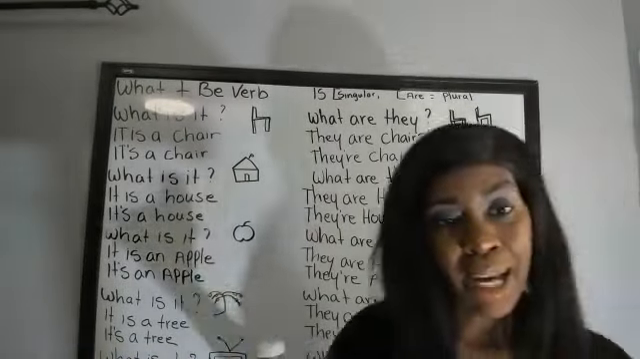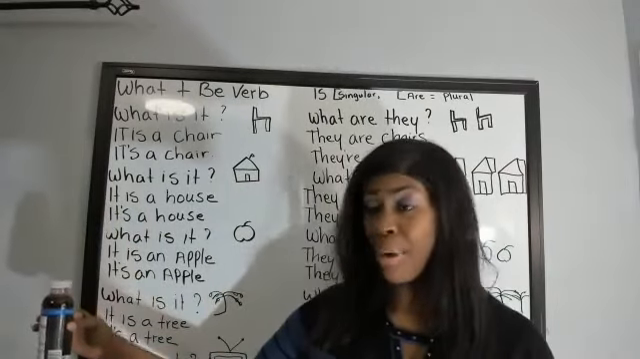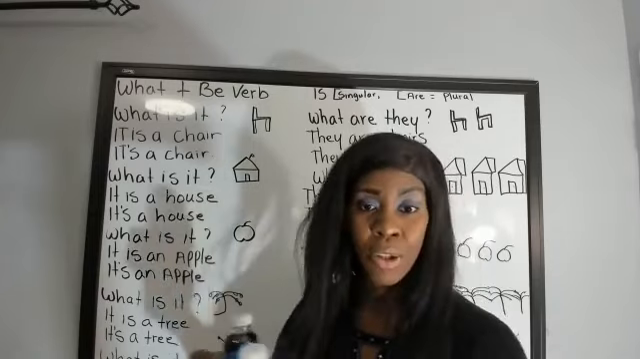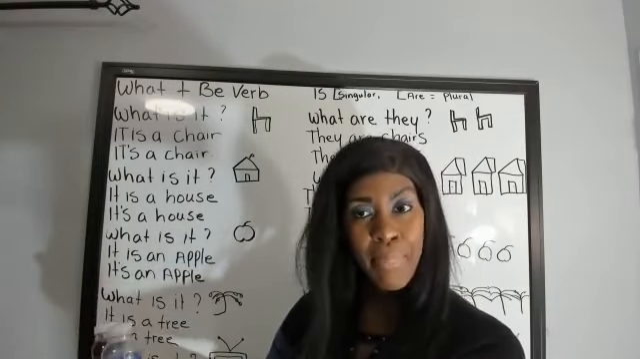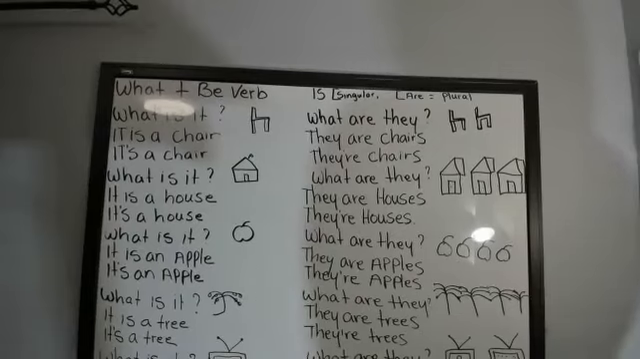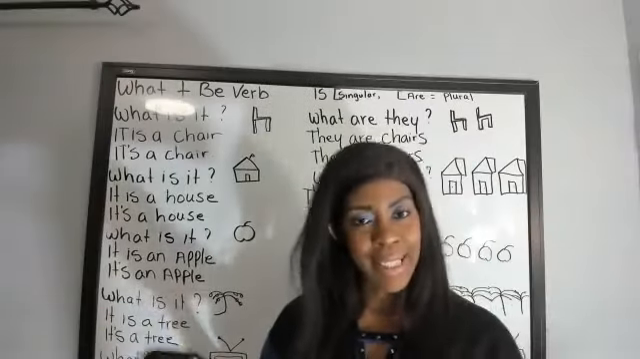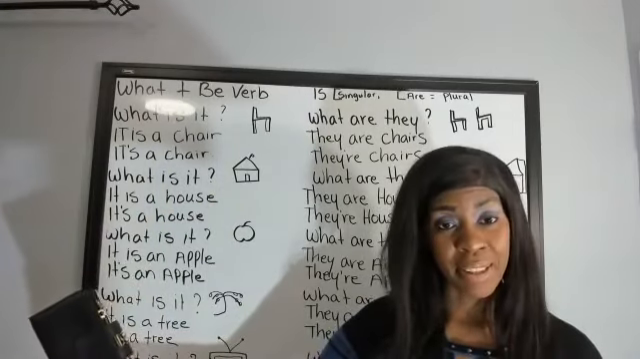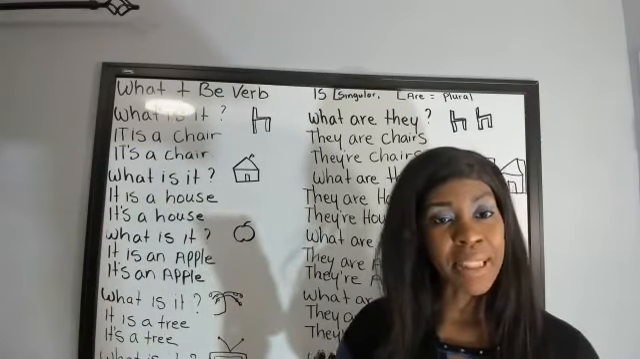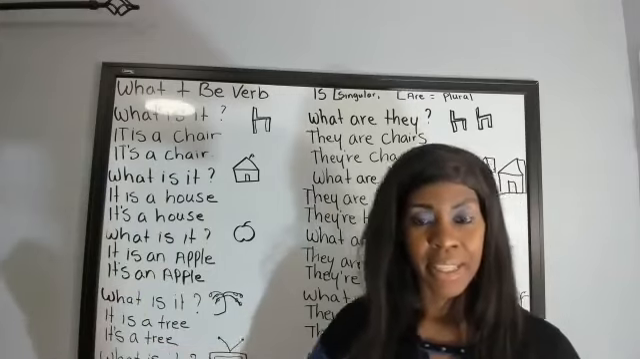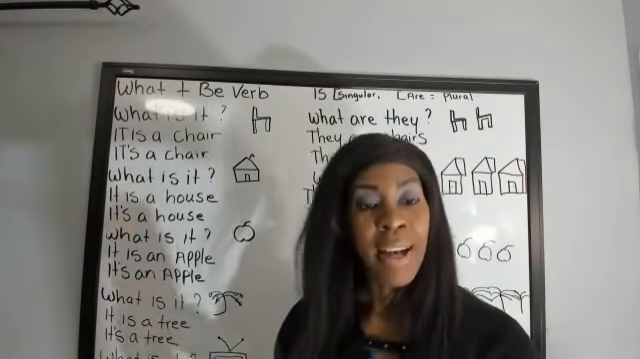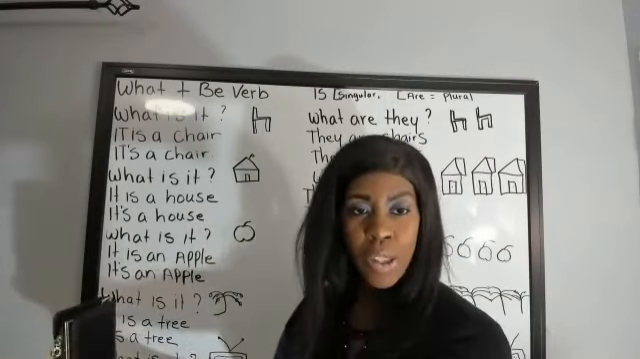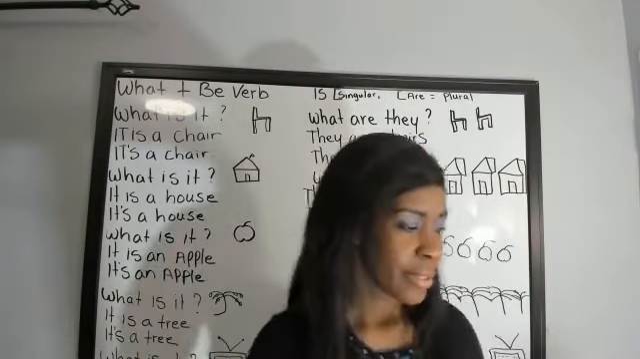This is my bottle. That is my bottle. These are my bottles with an S. Those are my bottles. This is my pocketbook. That is my pocketbook. If I had two or more, I would have said, these are my pocketbooks. Those are my pocketbooks. All right?